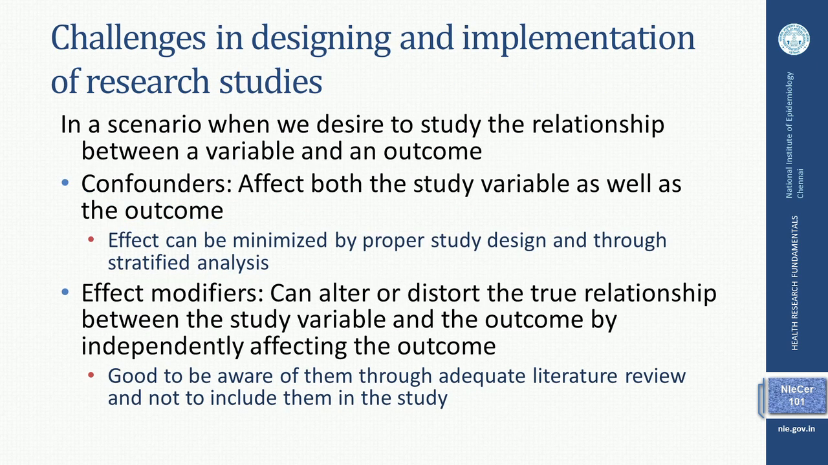There will always be challenges in designing and implementing any kind of research study. But the important thing that we have to understand is how we predict those, and one way to tackle this very appropriately is to do a thorough literature search before we do any kind of study, because it gives us an idea about two important entities which can affect the result. They are called confounders and effect modifiers.